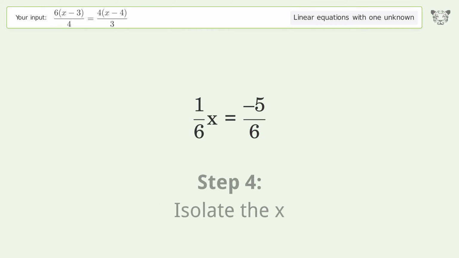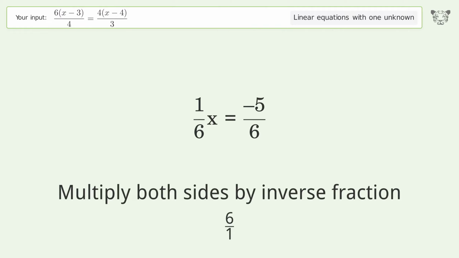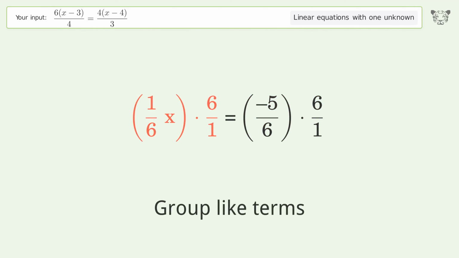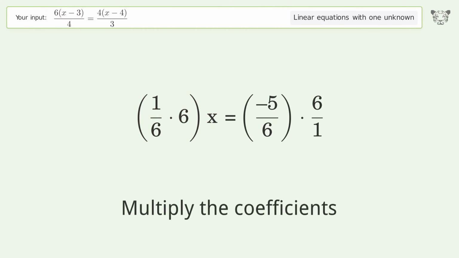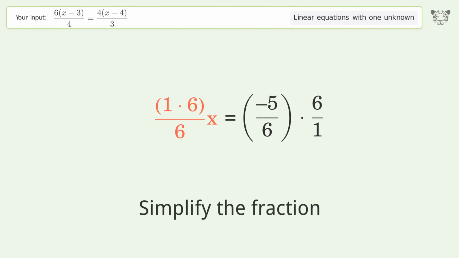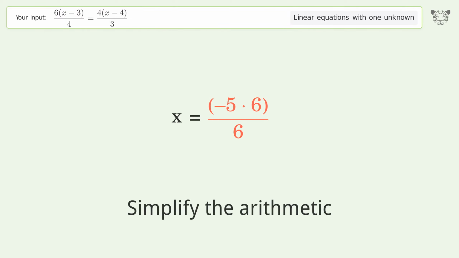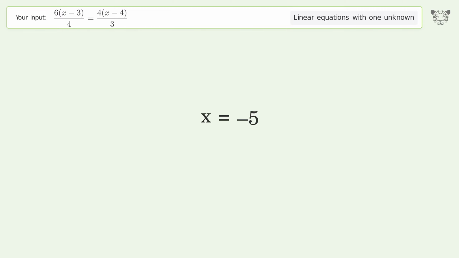Isolate the x. Multiply both sides by inverse fraction 6/1. Group like terms. Multiply the coefficients. Simplify the fraction. Multiply the fractions. Simplify the arithmetic. And so the final result is x equals -5.